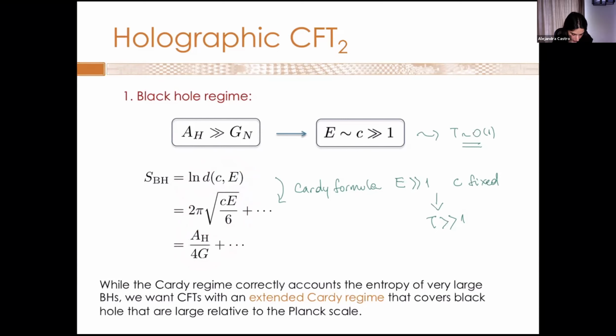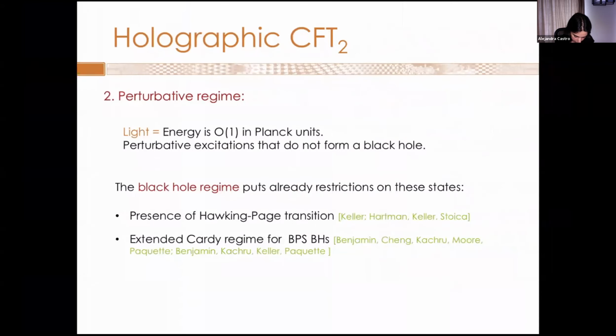But okay, so very good. So this extended Cardy regime is a condition on the spectrum of the CFT, and something that happened several years ago, back in 2013 or so, is that they noticed that this black hole regime already puts restrictions on perturbative states. By perturbative states, I'm thinking of what we're going to be calling light, very schematic for now. It's basically states that have energies of order 1 in Planck units, so they don't have energies that scale with G Newton. That's what I'm calling perturbative.